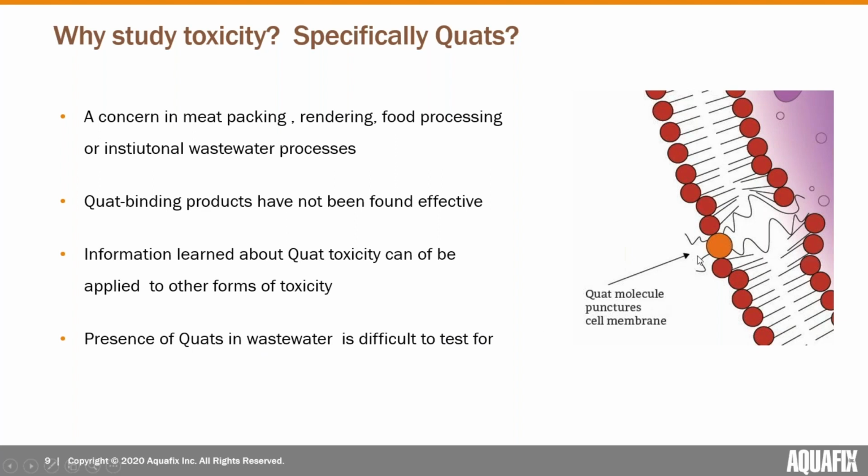Here is a Quat molecule. What it does is it punctures the bacteria cell wall, and then all the fluids of the bacterial cell drain into the mixed liquor. What makes Quat an especially good biocide is that it's a very stable molecule, so it can puncture thousands of bacteria cells.